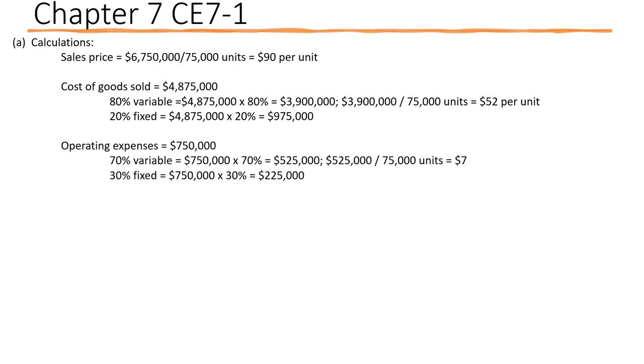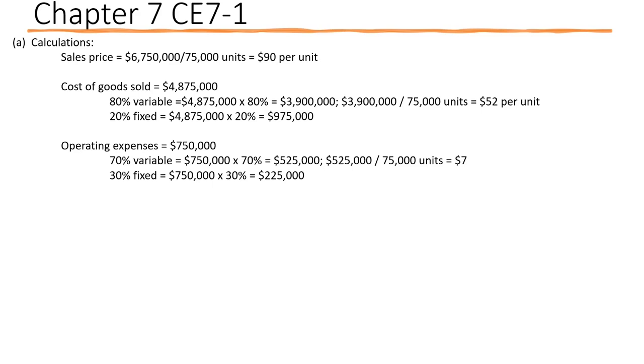We'll do the same thing for operating expenses. That was $750,000 in total. It was a 70-30 split between variable and fixed. So we apply those percentages. We get $525,000 variable, $225,000 fixed. And then we take the variable divided by our 75,000 units to get $7 per unit variable operating costs.